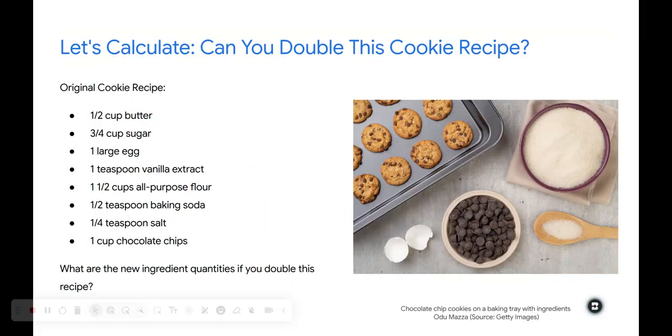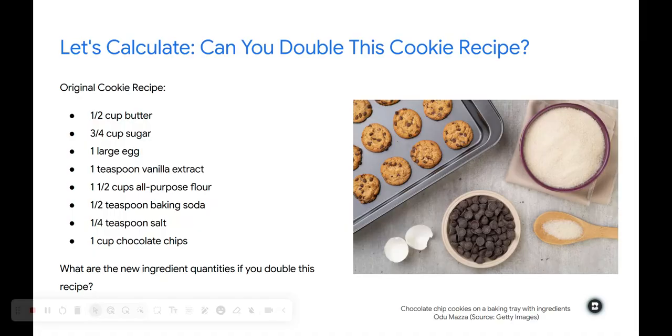All right, so let's go through this recipe here. This is just a basic chocolate chip cookie recipe, and we want to double it. We want more cookies. So we have 1/2 cup of butter, which is also 1 stick of butter. So you're going to need 1 cup of butter to double it, or 2 sticks of butter. 3/4 of a cup of sugar, to double it, that's going to be 1.5 cups.